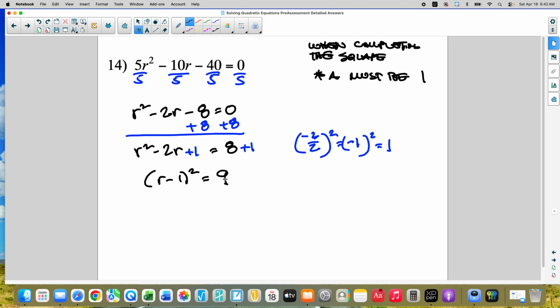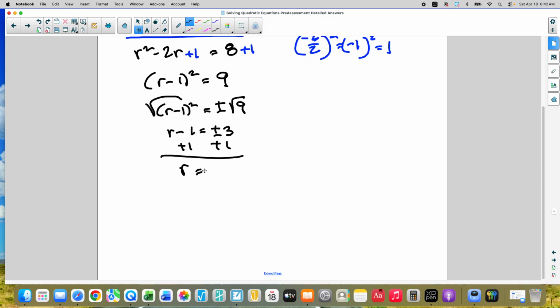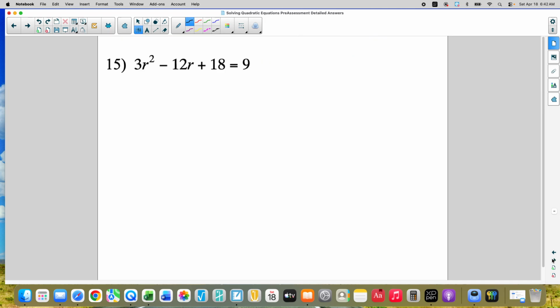We like that. We see the perfect square. And that's because we are so well versed at this point. R minus 1 equals plus or minus 3. Add 1. R equals 1 plus or minus 3. 1 plus 3, 1 minus 3: 4, negative 2. My solutions are negative 2 and 4. Nice and efficient, fast.